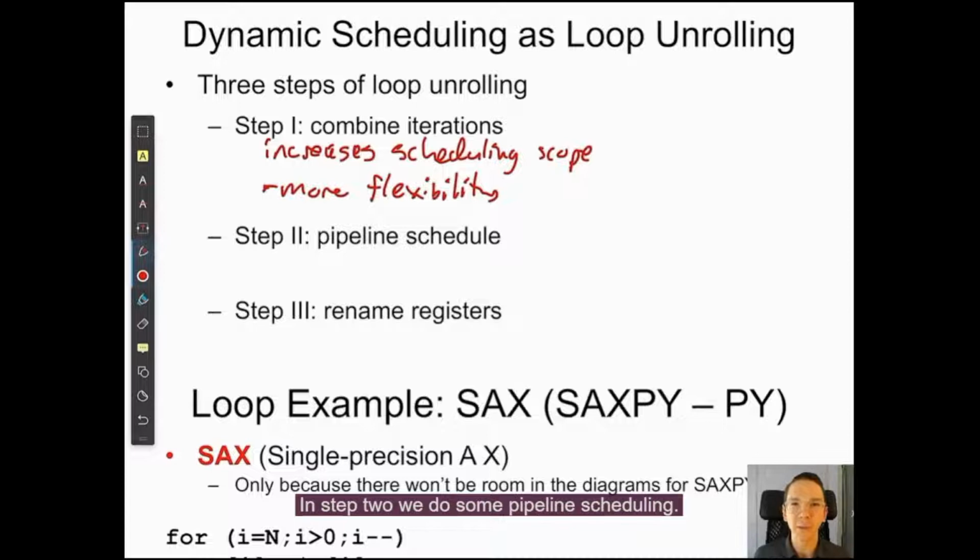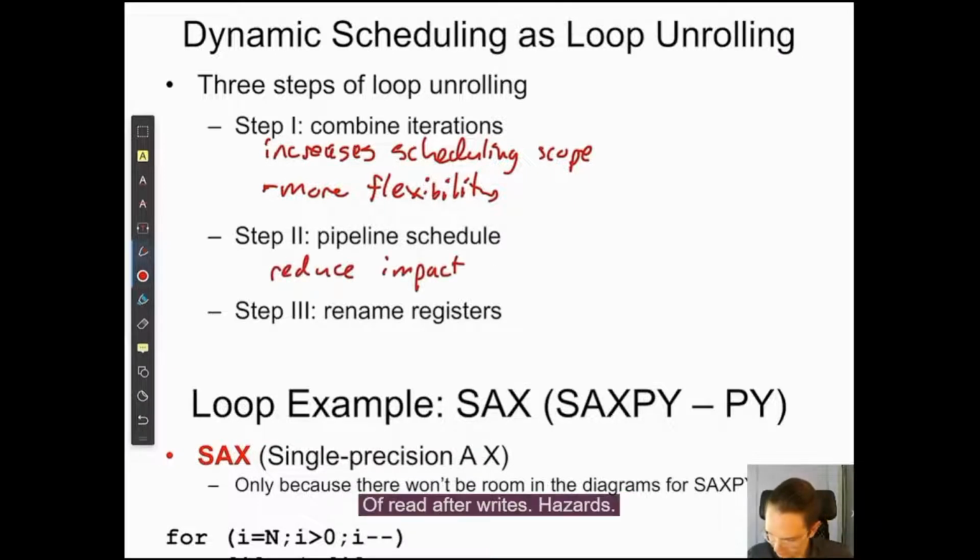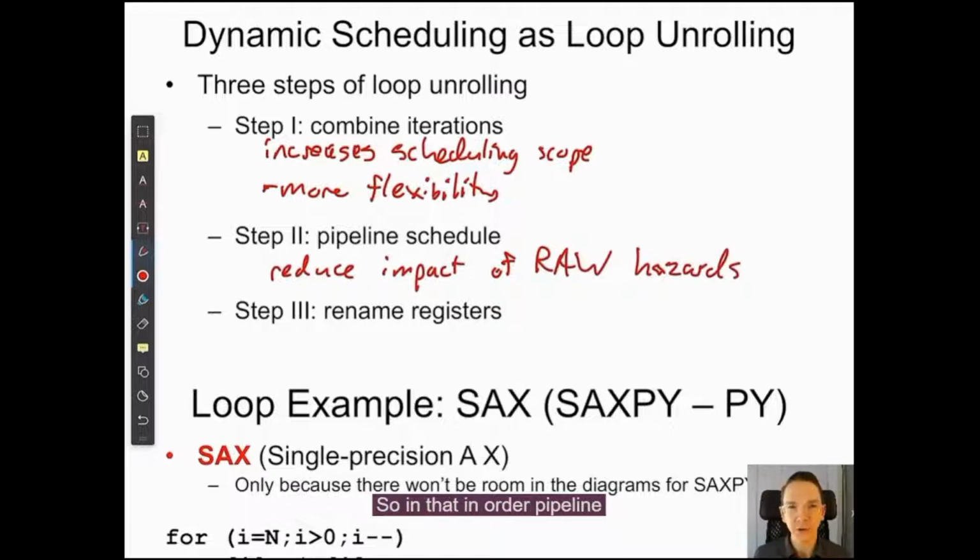In step 2, we do some pipeline scheduling. Either the programmer will manually do this, or the compiler might leverage some static knowledge of particular instruction latencies. And the idea is to rearrange instructions to reduce the impact of read after write hazards. So in that in-order pipeline that we saw in the last module, we could try to mask the stall penalty of a load-to-use hazard, for example, by moving instructions that don't depend on some load in between the load and its use. And then the load-to-use stall penalty doesn't manifest.